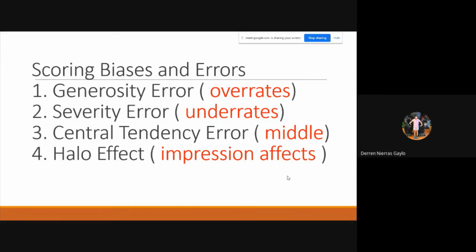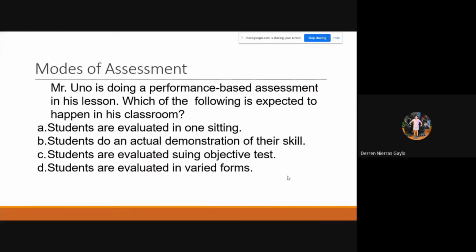So let's try to answer these questions for us to really determine what the differences of the different modes of assessment are so that we can go deeper. Mr. Uno is doing a performance-based assessment in his lesson. Which of the following is expected to happen in his classroom? A. Students are evaluated in one setting. B. Students do an actual demonstration of the skill. C. Students are evaluated using an objective test. And D. Students are evaluated in varied forms.